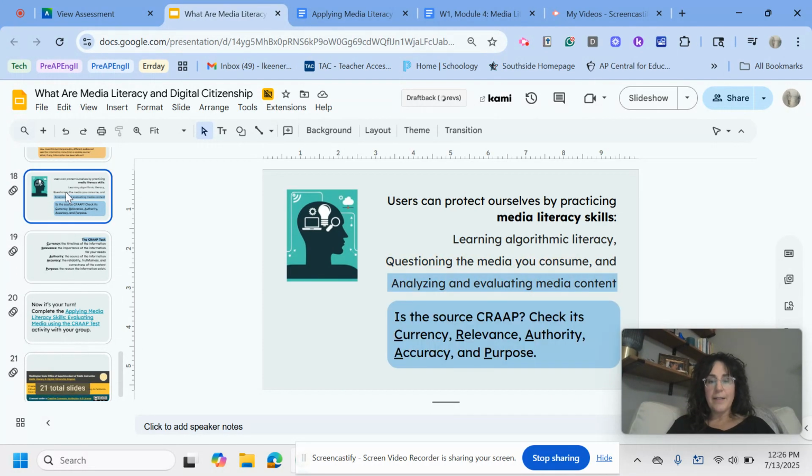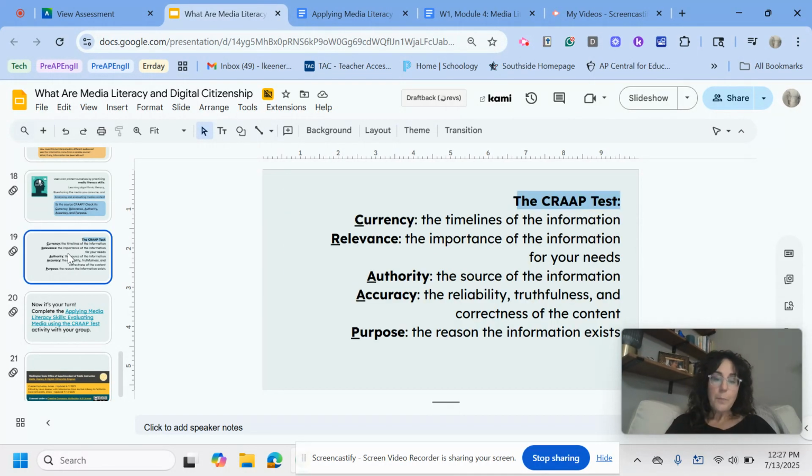And to continue that analyzing and evaluating media content, I have a resource that I've used in my classes before. And I asked the students, and they think it's kind of funny, well, is this source just crap? And at first they kind of look at me and they're like, did she really just say that? But we use it as a mnemonic device to help us evaluate sources. We want to check the source's currency, its relevance, its authority, accuracy, and purpose. And looking at the first letters of all of those words, we ask ourselves, is this crap?